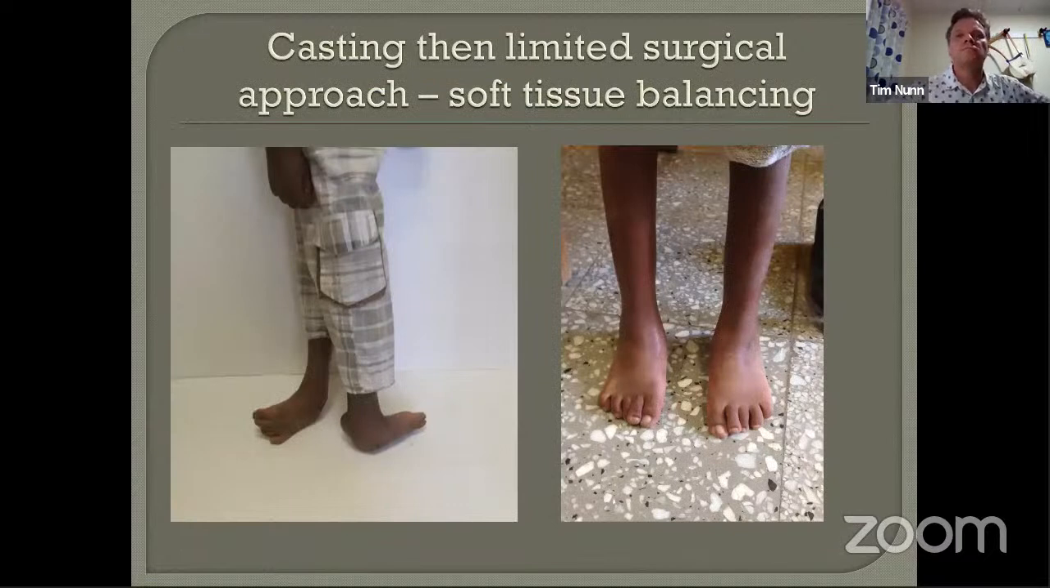So we've been managing these cases, as I said, up to 10 years of age with serial manipulation, casting, and then a surgical approach, which is limited and requires a posterior Achilles tendon lengthening, followed by tibialis anterior tendon transfer at the end, once adequate dorsiflexion has been achieved.